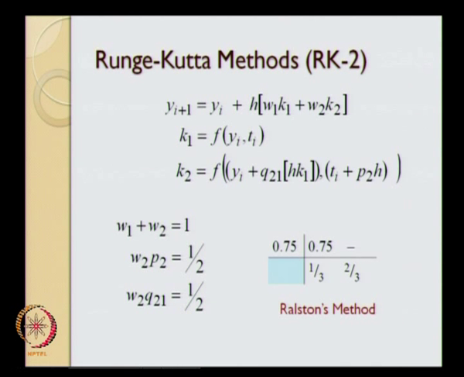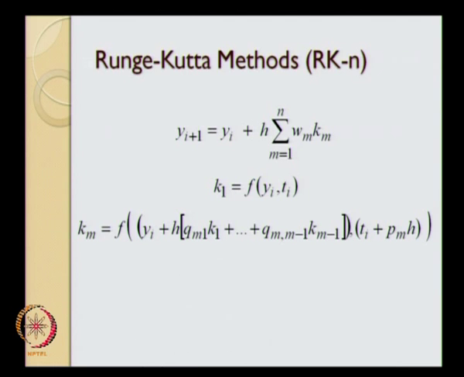And finally, we also talked about Ralston's method, and for Ralston's method our P2 was equal to 3/4, Q21 was 3/4, and the weights were 1/3 and 2/3. Okay, that is about the RK2 method.